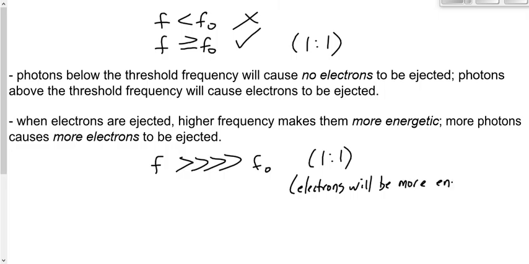And logically, as long as we accept Einstein's photon theory that E is related to h times f, then that should make sense to us. If you have a photon with a whole lot of energy and it causes an electron to be ejected, then that electron can have a whole lot of energy because there's way more available to be transferred to it.